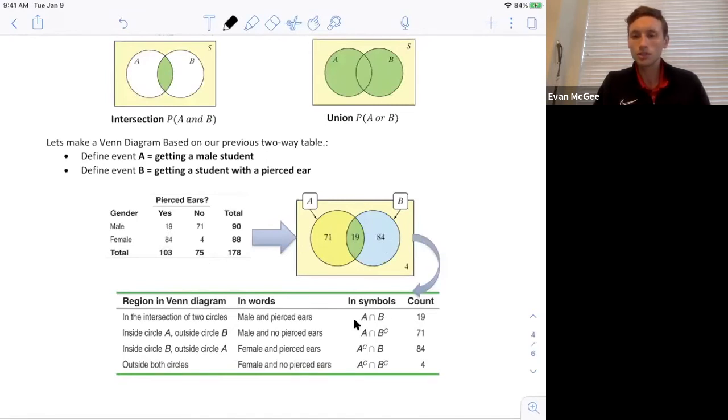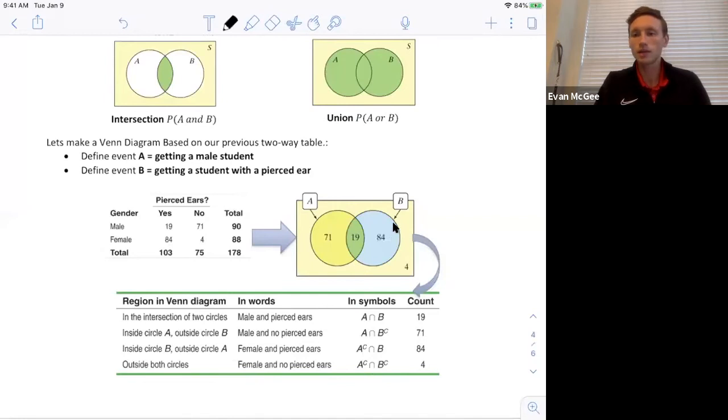So I want you to get used to the symbols or probability notation for each of these. A and B is males and pierced ears. That's the 19 right here. A and not B is male and no pierced ears. That's the 71 we just talked about. Not A and B would be they're female and they have pierced ears. That's your 84. Not A and not B, so they are female and no pierced ears, which would be this 4 outside. So it's outside of both circles A and B.